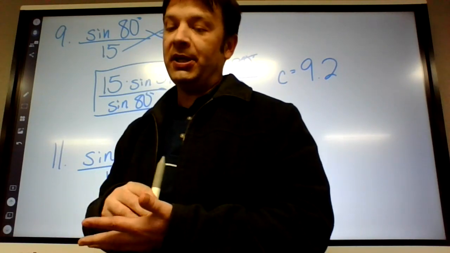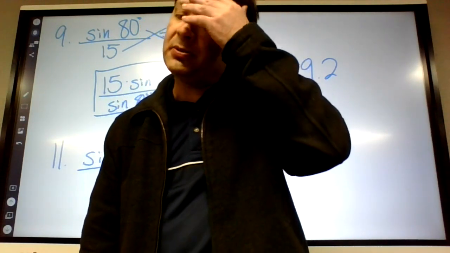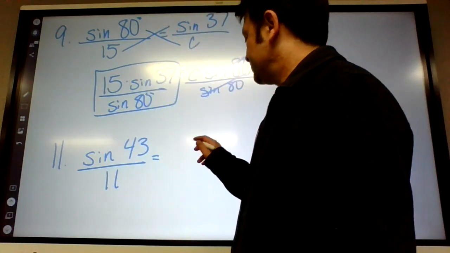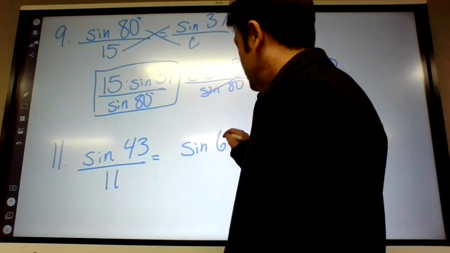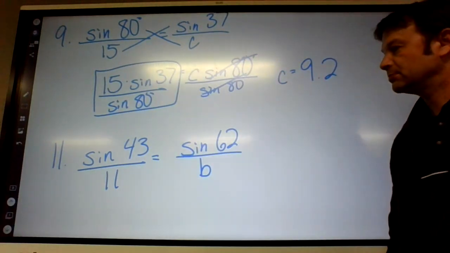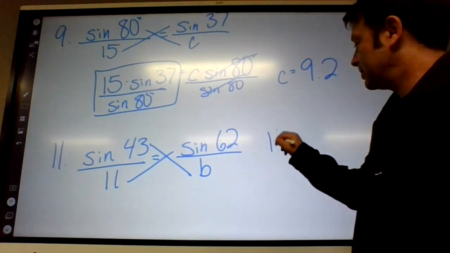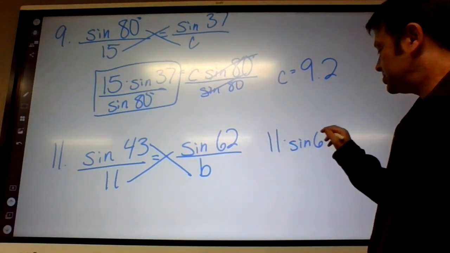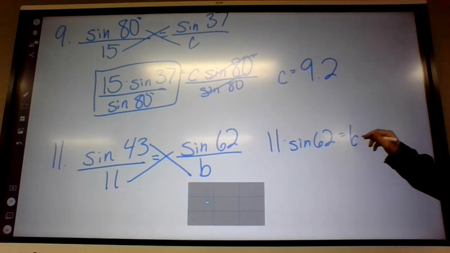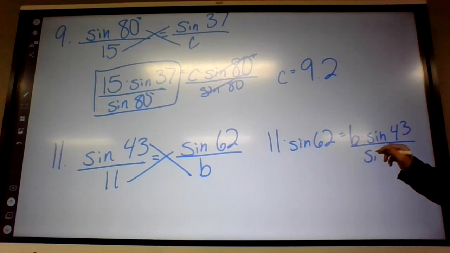It adds up to 180. 180 minus those two. Those two add up to 118. 180 minus 118 equals 62. So it's sine of 62 over side B. You sure? Yep. And then you cross multiply and divide off the sine.